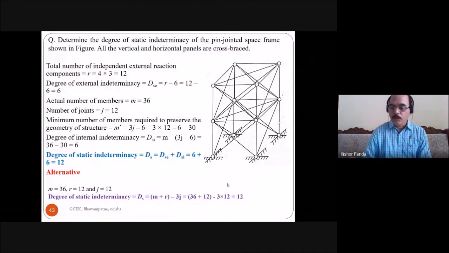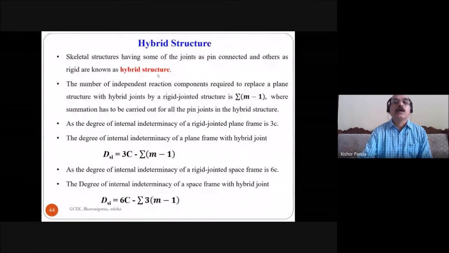Now all are clear how to find out the degree of static indeterminacy of a pin jointed plane frame, pin jointed space frame, then rigid jointed plane frame and rigid jointed space frame. Then coming to the next structure, this is a hybrid structure. What is a hybrid structure? Skeletal structures having some of the joints as pin connected and some rigid connected, that type of structure is called the hybrid structure. In hybrid structure, some joints are pin jointed and some joints are rigid connected.